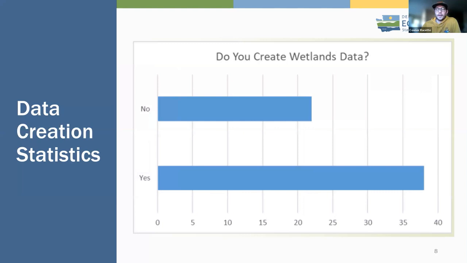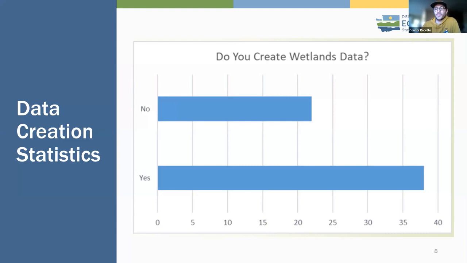So looking more closely at participants who created data, they filled out the wetland data creation section of the survey in addition to the wetland data needs section. This section had technical questions regarding the processes and methods used to create the data, to what standard it was created, what formats it is in, and how often it is maintained and updated.